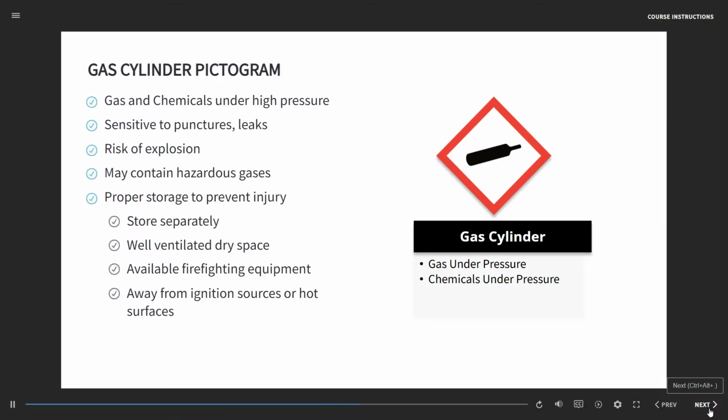Many compressed gases can undergo dangerous reactions if they come in contact with incompatible materials, gases, liquids, or solids, so store them apart from each other. Store in areas which are well ventilated and dry, fire-resistant, and supplied with suitable firefighting equipment, including sprinklers, where appropriate. Away from electrical circuits and ignition sources such as sparks, flames, or hot surfaces.